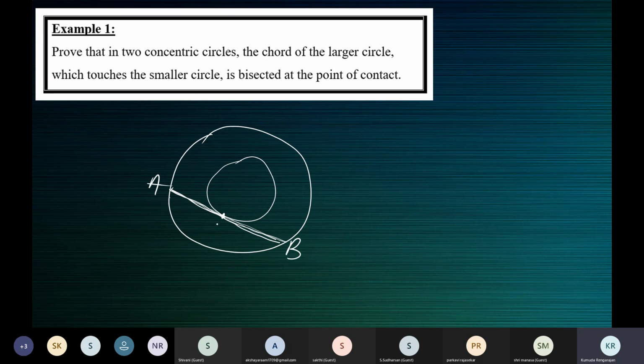If you call the chord AB and P is the point where it touches the inner circle, you must prove that AB is bisected at P, the point of contact P. That means you must prove that AP is equal to BP.